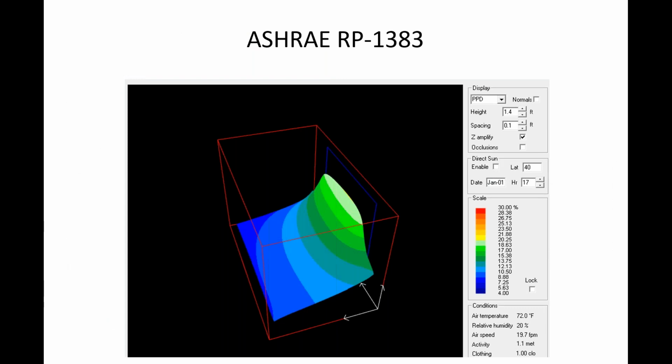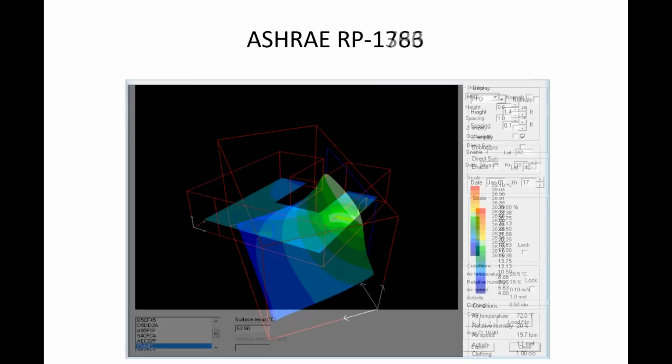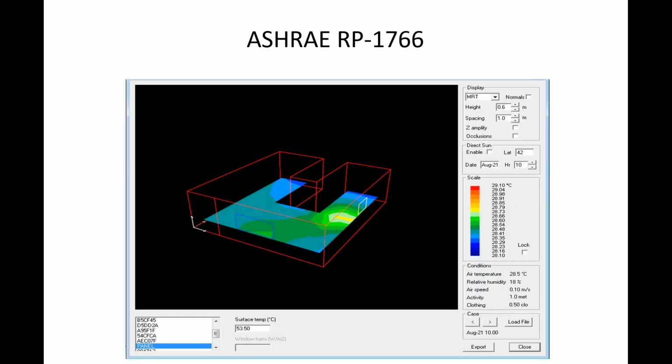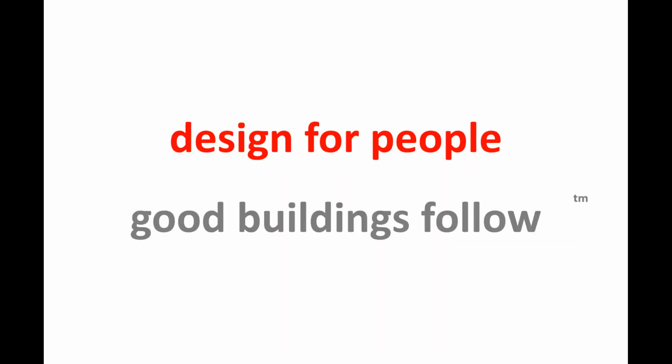Last, we're getting to the end of the presentation, and we'll open up for questions here, but 1383 was a research project available to ASHRAE members, allows you to do mean radiant temperature calculations, and it does these painted images telling you what the PPD or the PMV, depending on what you want to pick, MRT, as you move the person around the space. So a very, very useful tool as well. The more advanced version of that, which was released a few years ago, is RP 1766, also available to ASHRAE members.